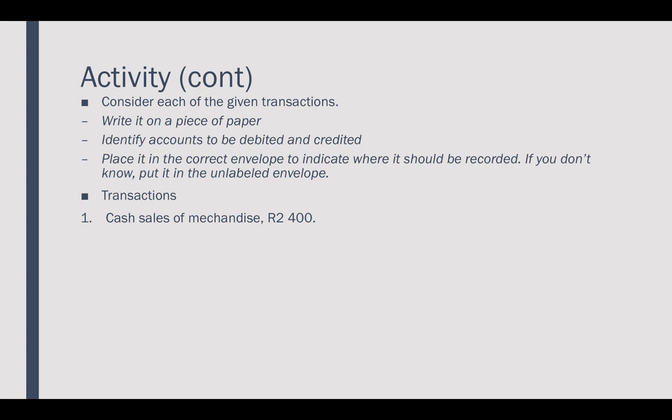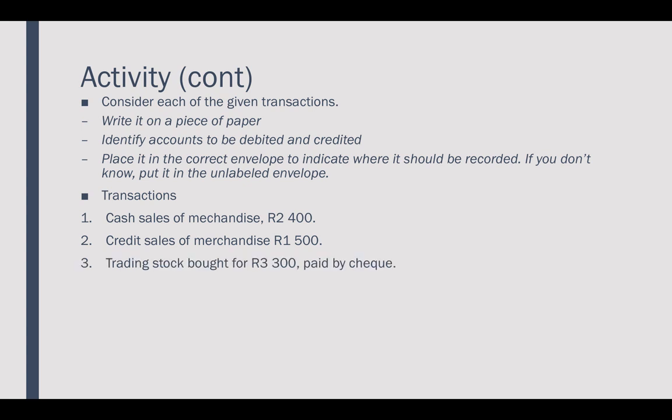Number 2, credit sales of merchandise. In this case, instead of selling for cash, you are selling on credit. For this reason, instead of debiting bank, you would need to debit the individual customer's account while crediting sales. Because you are going to be debiting the individual customer's account, this means you'll need to put this transaction into the sales journal.